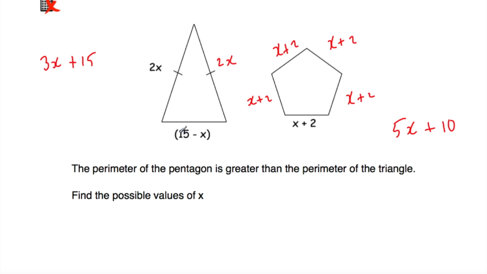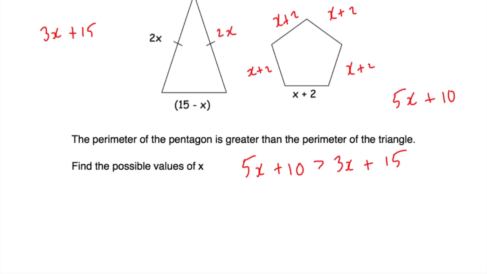And then we've got our 15. So we've got expressions for the perimeter of the isosceles triangle and the perimeter of the regular pentagon. And we're told the perimeter of the pentagon is greater than the perimeter of the triangle. So 5x plus 10 is greater than 3x plus 15. And we've been asked to find possible values of x. So let's solve this inequality.